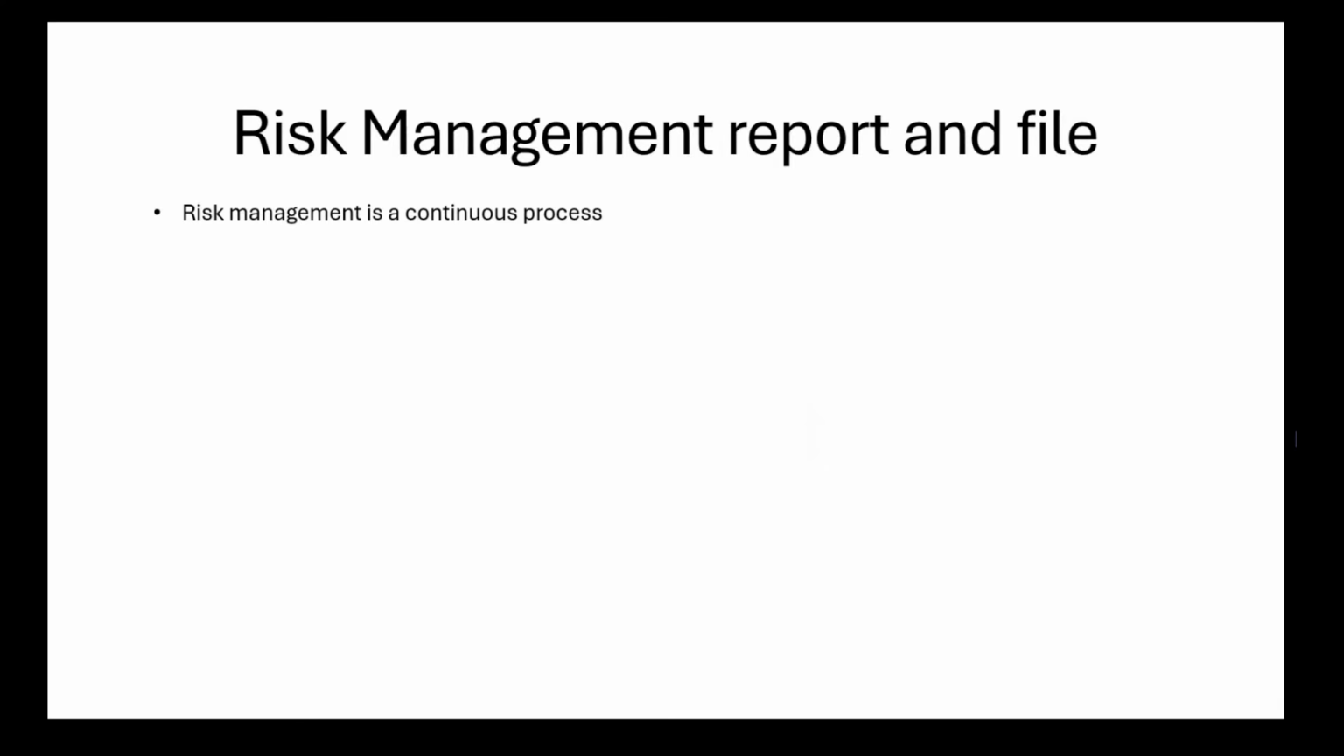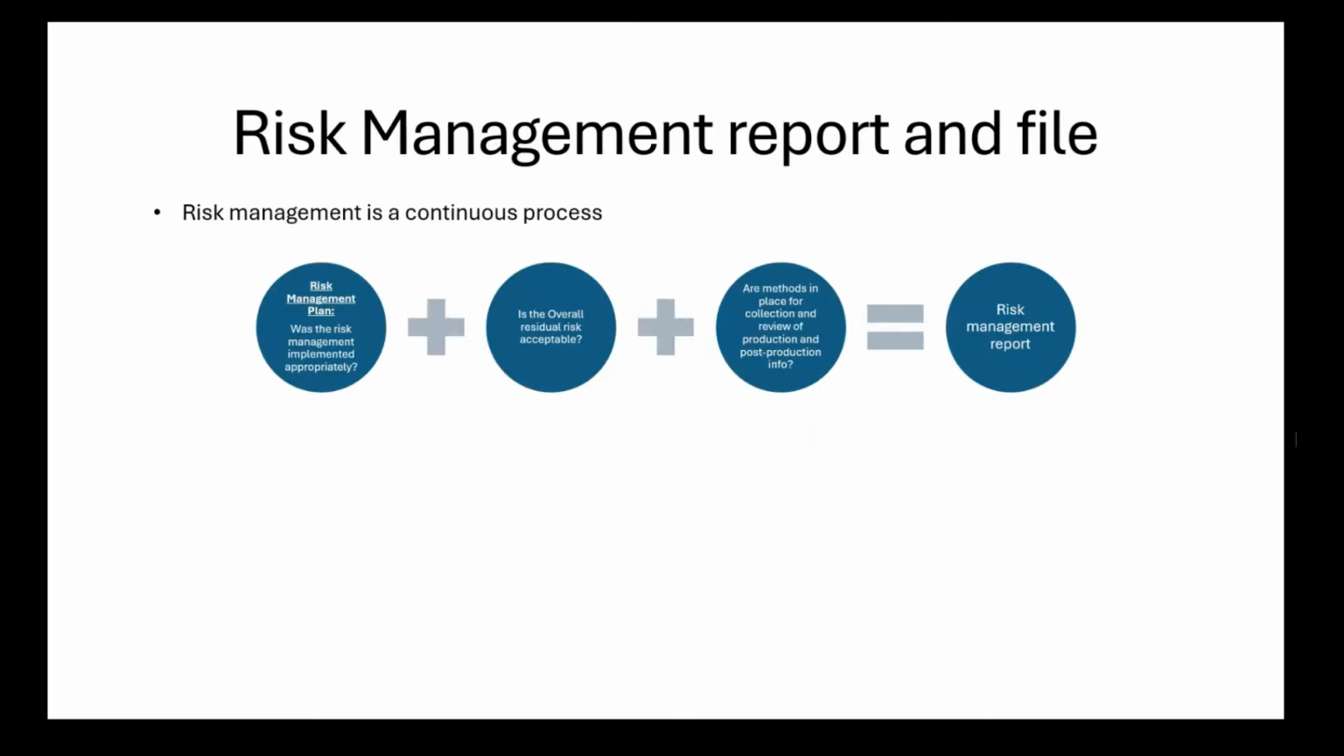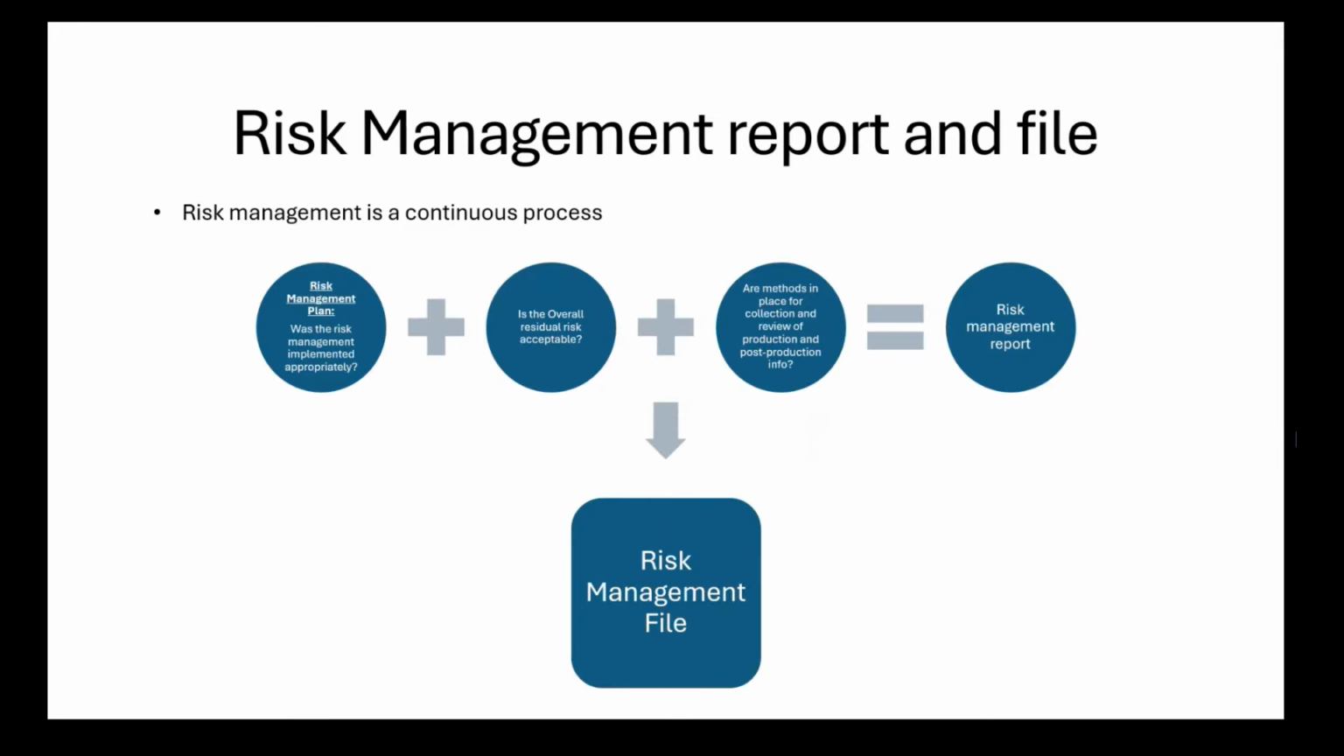But as I continuously emphasize, risk management is a continuous process. When you're compiling your risk management report, some of the questions that you need to ask yourself are: was the risk management implemented appropriately? Is the overall residual risk acceptable? And are methods in place for collection and review of production and post-production information? The combination of all this is going to give you a risk management report. And then this is where you'll compile your risk management file.